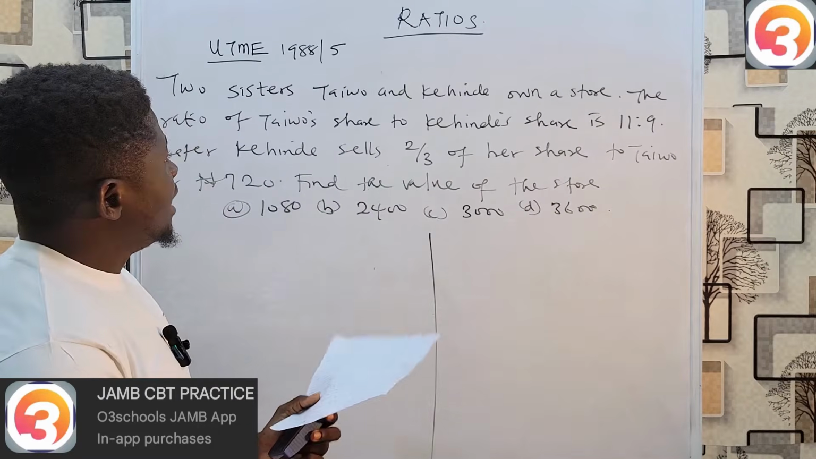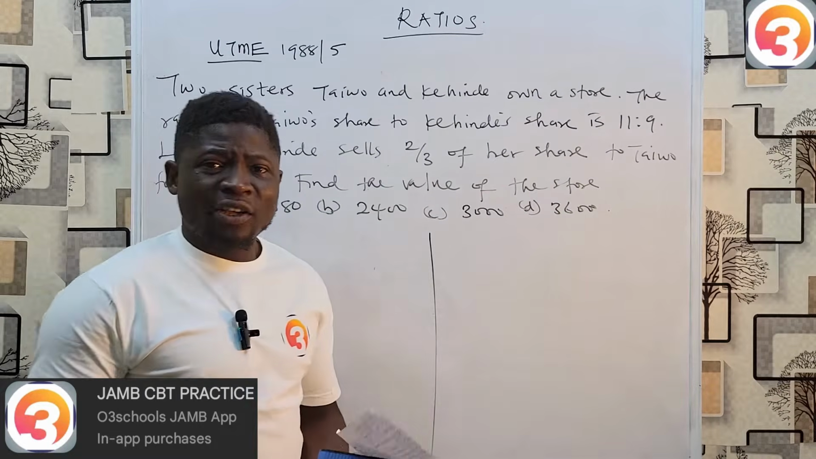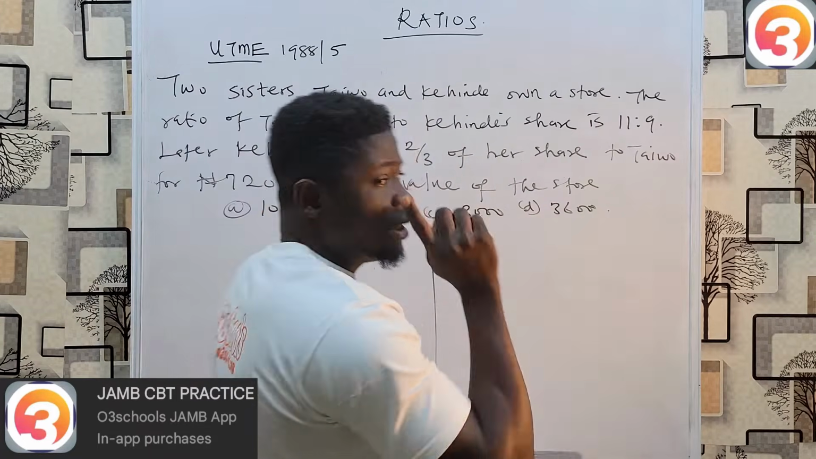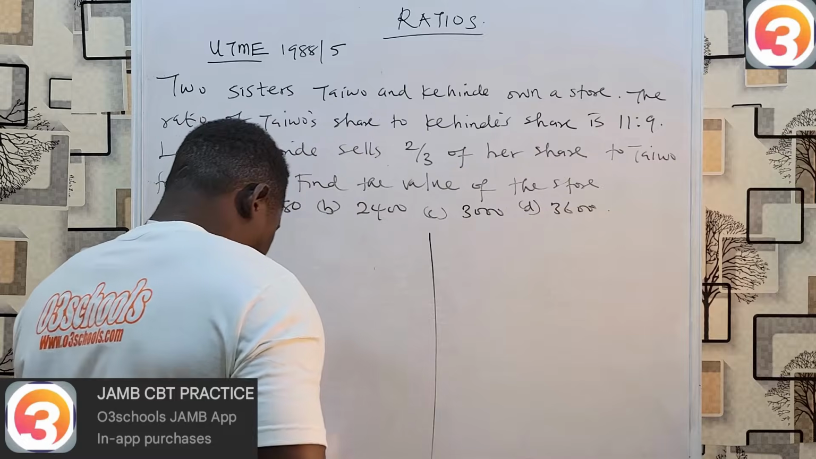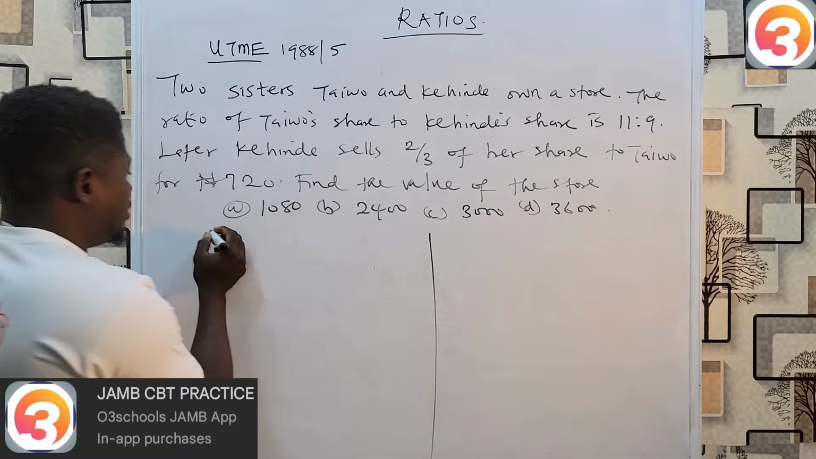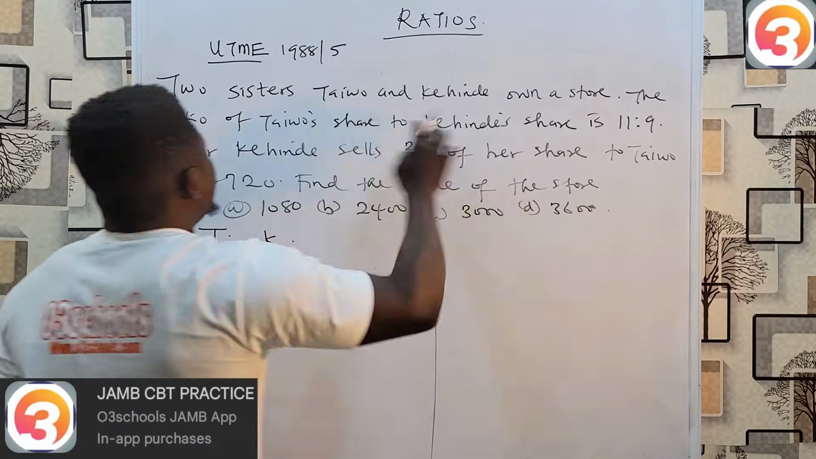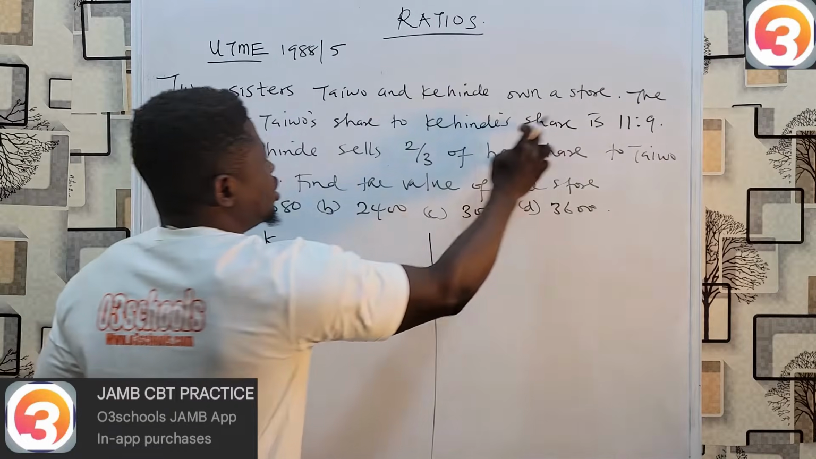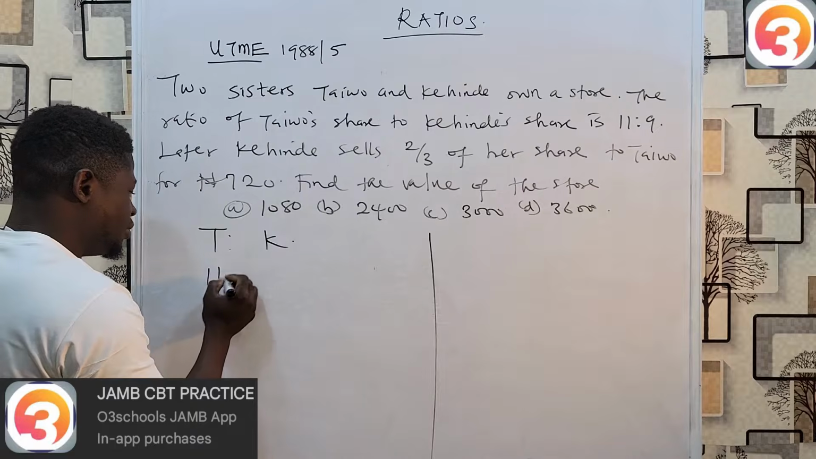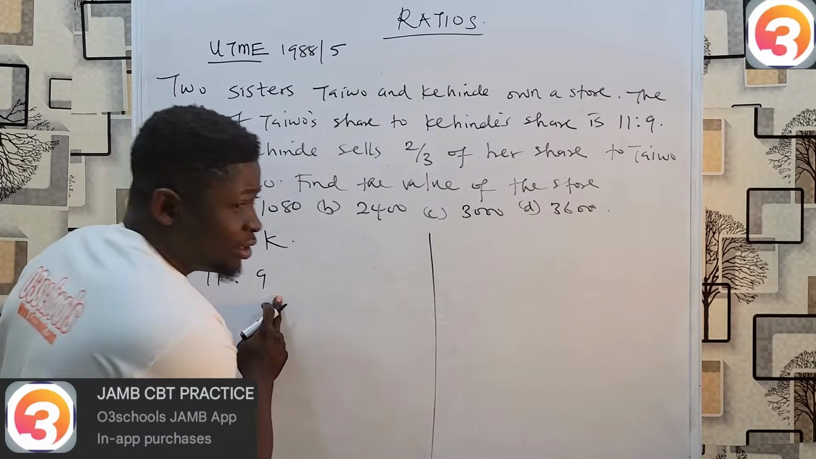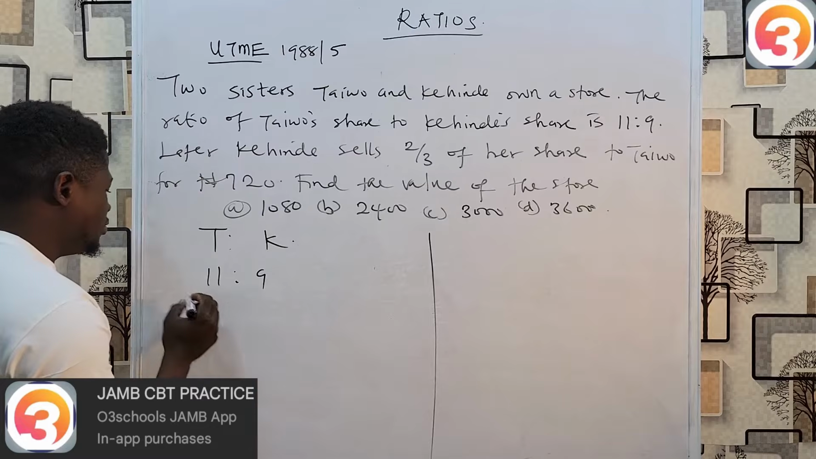We're given the ratio of Taiwo's share. They say two sisters, Taiwo and Kende, own a store. Write that out. Taiwo ratio Kende. The ratio of Taiwo's share to Kende's share is 11:9. So Taiwo has a ratio of 11, Kende has the ratio of 9.